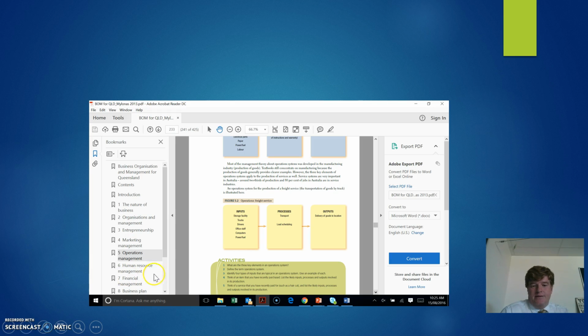The next one here is for freight service. So the inputs are things like the facility, the trucks, the drivers, office staff, computers, and then the processes, the actual transport and the scheduling of loads, and the output is the delivery of goods. So that's an example of a service one.